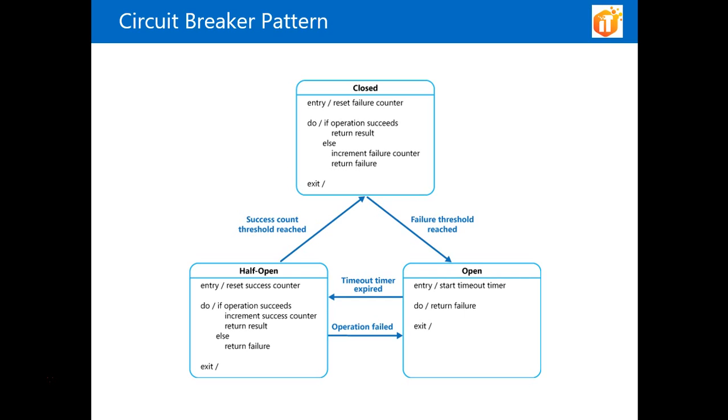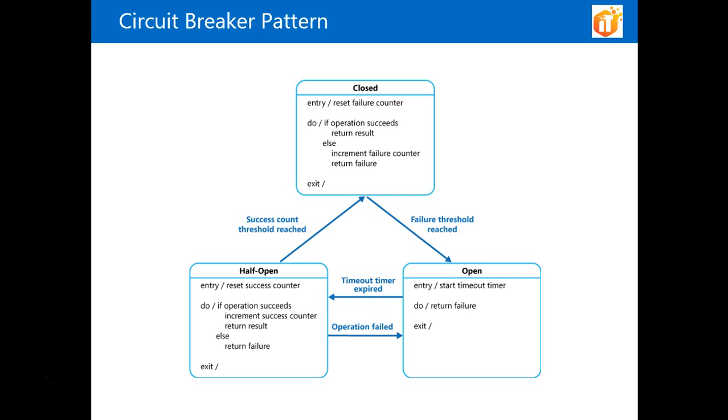If the circuit breaker raises an event each time it changes state, this information can be used to monitor the health of the part of the system protected by the circuit breaker, or to alert an administrator when a circuit breaker trips to the open state.